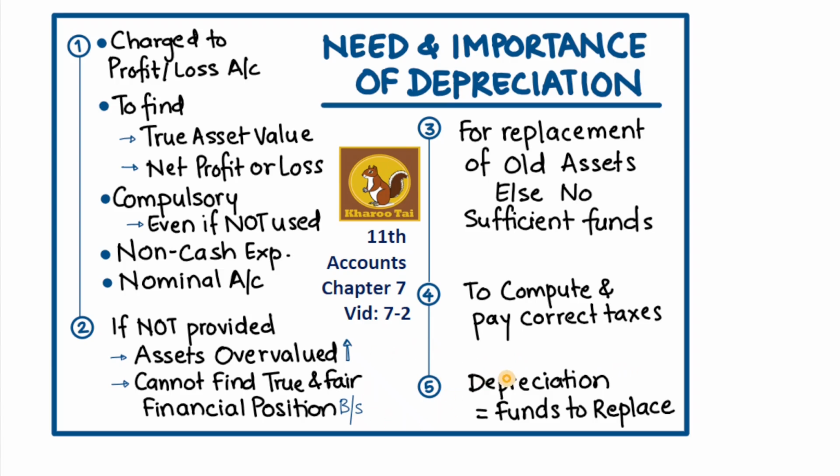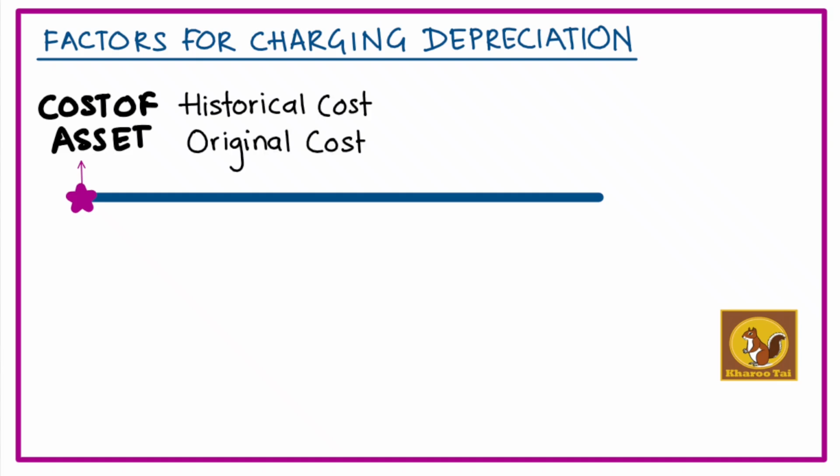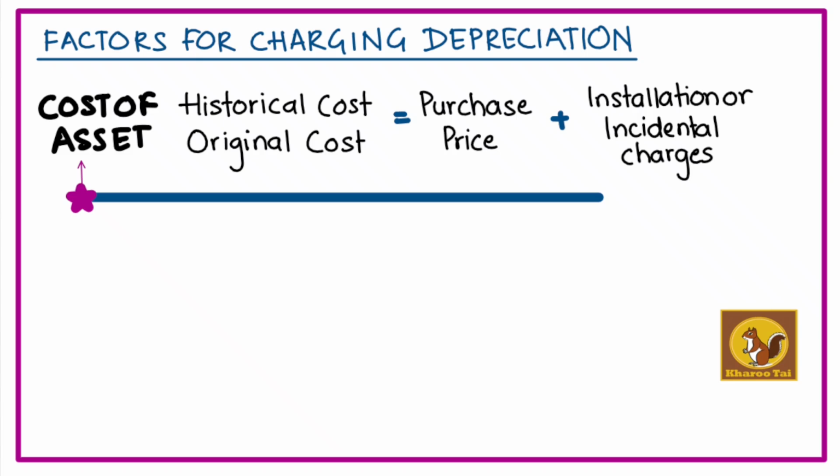This fifth point is repetition of third point. We have to set aside funds to replace the old asset with new asset at the end of the life, and that amount should be equal to the depreciation charged. So what are the factors that are to be considered for charging depreciation? First and most important one is cost of asset, which is also called historical cost and original cost. What is included in that? Purchase price and also any installation or incidental charges like transportation, wages, etc.